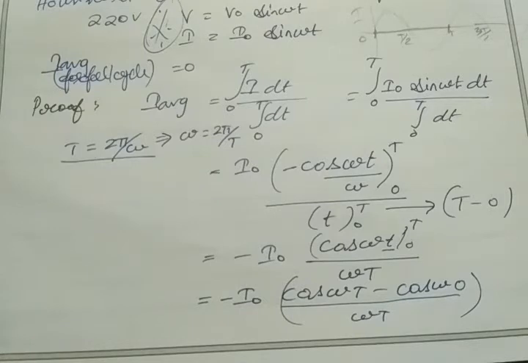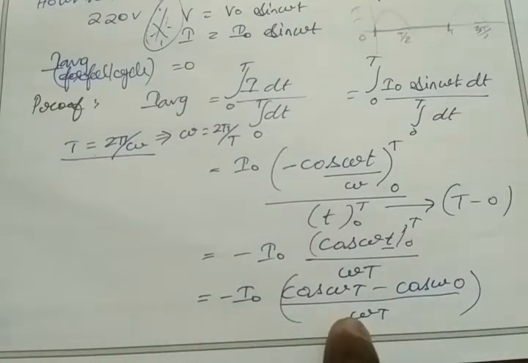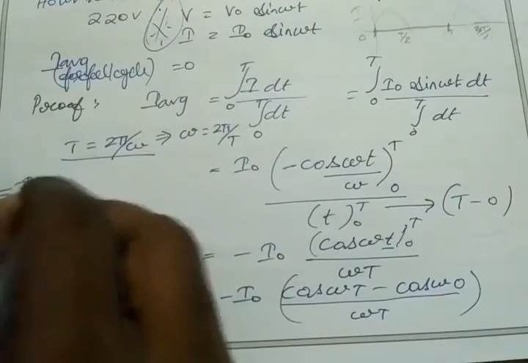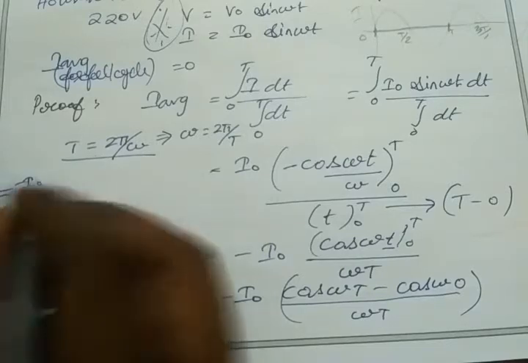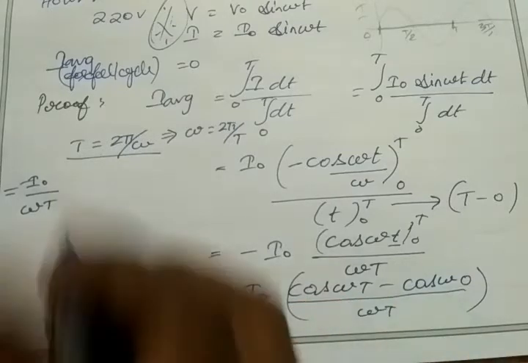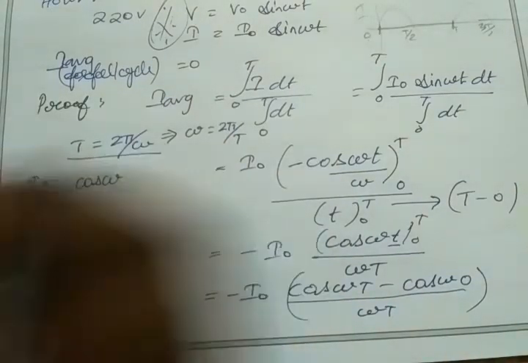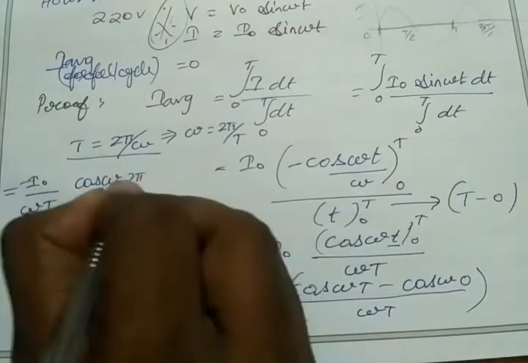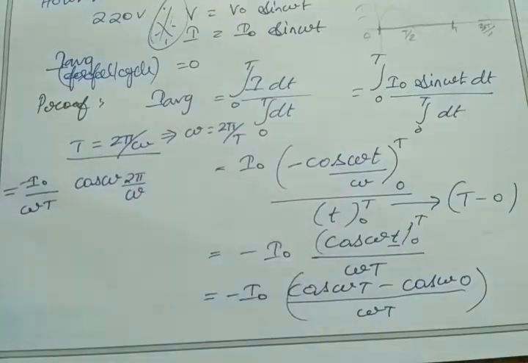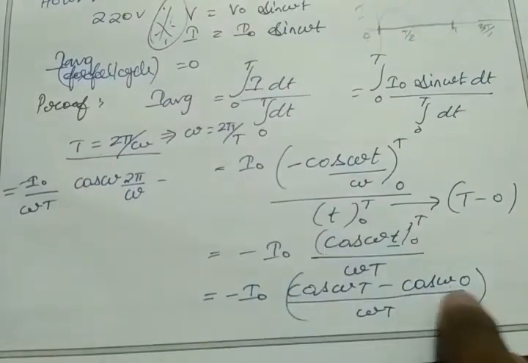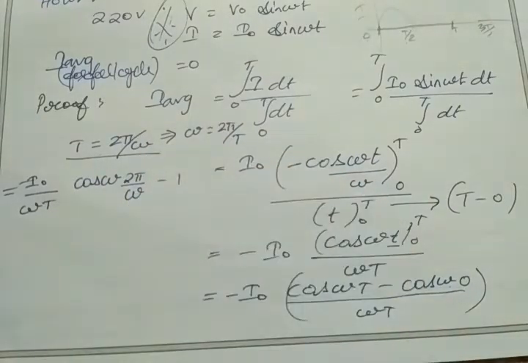Okay, so what will you get? Take I naught by omega t outside. Minus I naught divided by omega t, take this term outside. Okay, cos omega, instead of t substitute 2 pi by omega. So cos omega into 2 pi by omega, minus cos omega into 0. What is the value of cos 0? Omega into 0, it will be 0. Then cos 0 value will be 1. So simply I take 1.